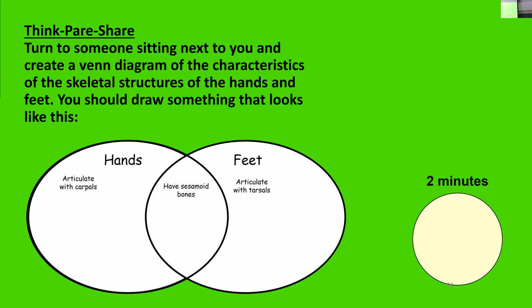The hands articulate with the carpals. The feet articulate with the tarsals. Both hands and feet have sesamoid bones. So you can draw different categories. Go ahead, take a couple minutes, work with a partner. You can make one diagram between the two of you. That's fine. If you want to group in groups of 3, that's fine too, but no more than 3. If you want to work on your own, that's fine too. Just a quick review, thinking about the similarities and differences between the bones of your hands and your feet.